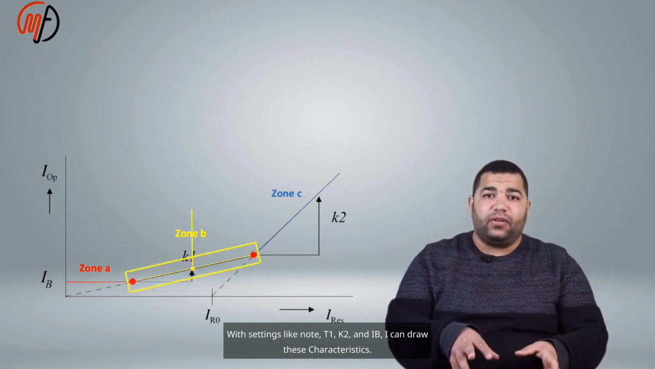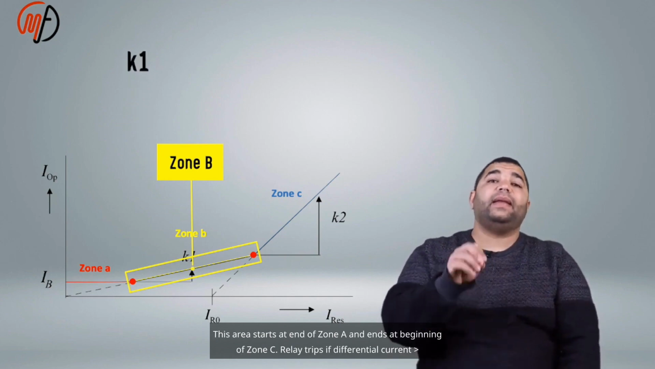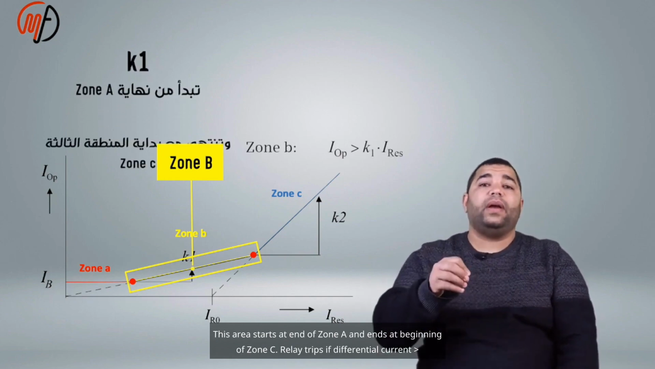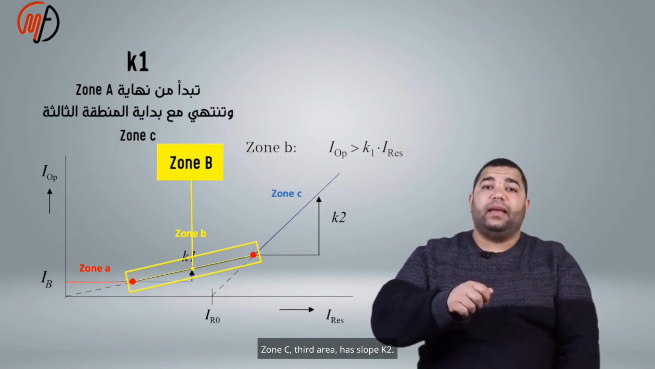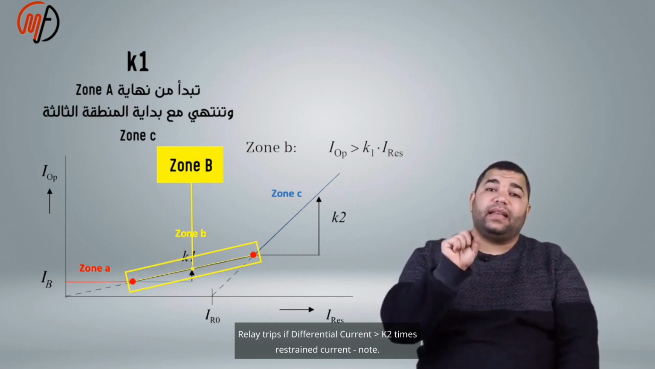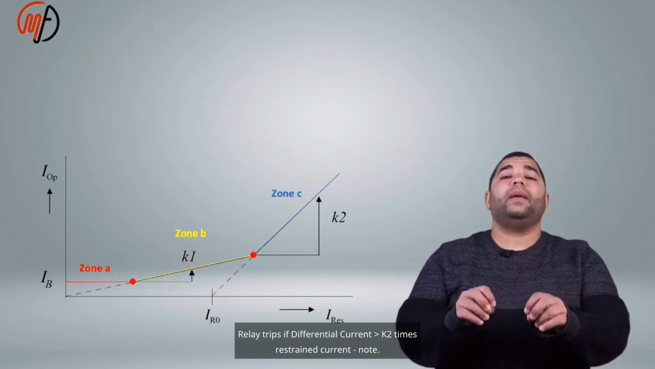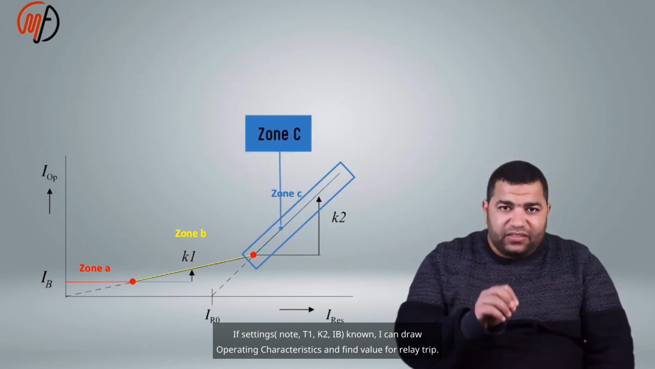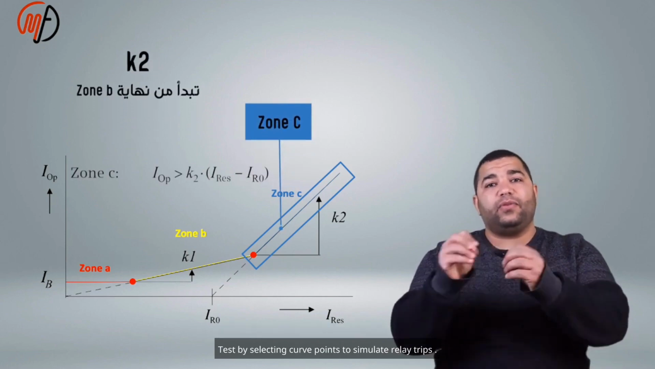With settings like I restrain note, T1, K2, and IB, I can draw these characteristics. This area starts at the end of Zone A and ends at the beginning of Zone C. Relay trips if differential current exceeds slope times restrained current. Zone C, the third area, has slope K2. It starts at the end of Zone B and continues. Relay trips if differential current exceeds K2 times restrained current minus I restrain note, derived from line equations. If the settings I restrain note, T1, K2, IB are known, I can draw operating characteristics and find the value for relay trip.